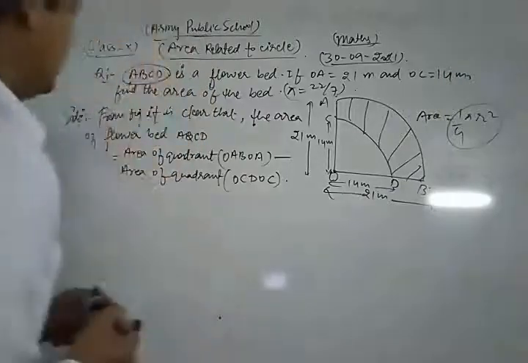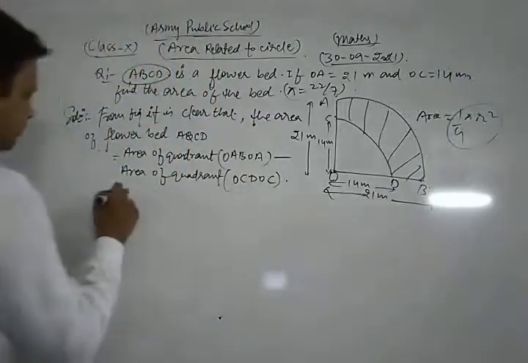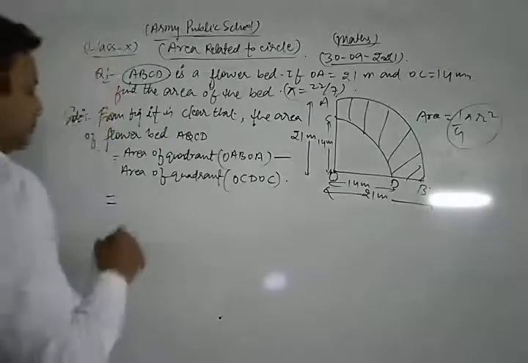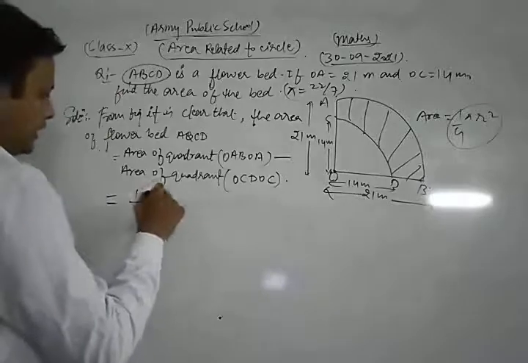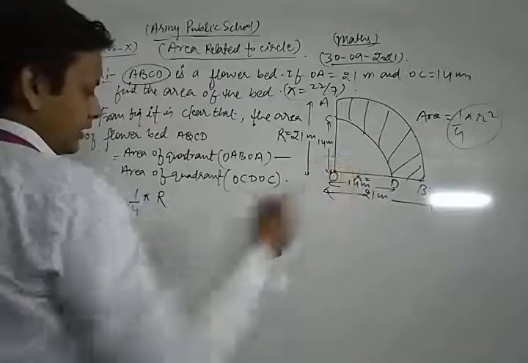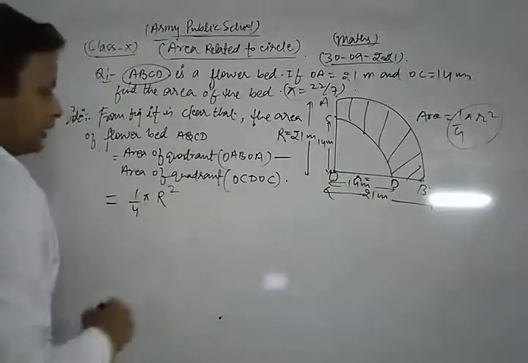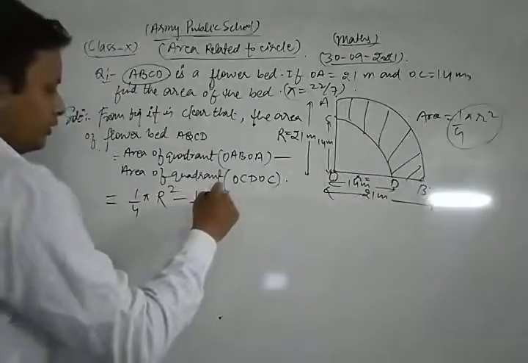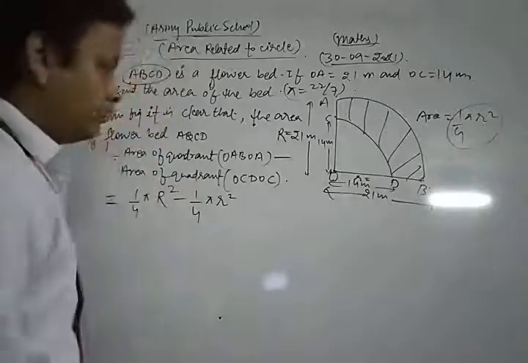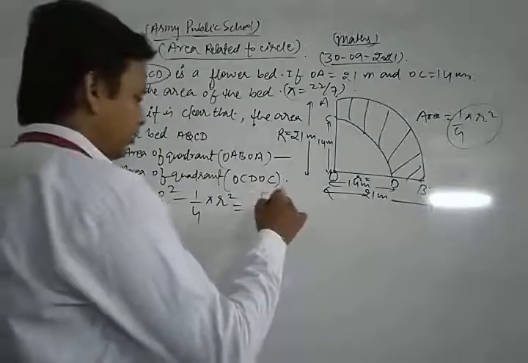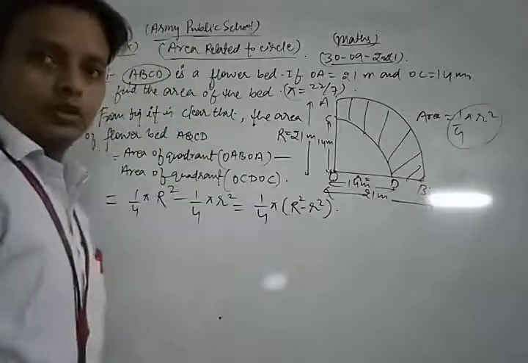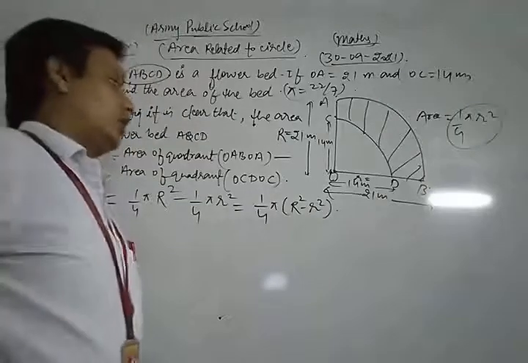Now look, the area of quadrant OAB is 1/4 pi R square, where the external radius is taken as capital R and the smaller one as small r. So 1/4 pi R square minus 1/4 pi small r square. Now we take 1/4 pi common, so we get capital R square minus small r square.